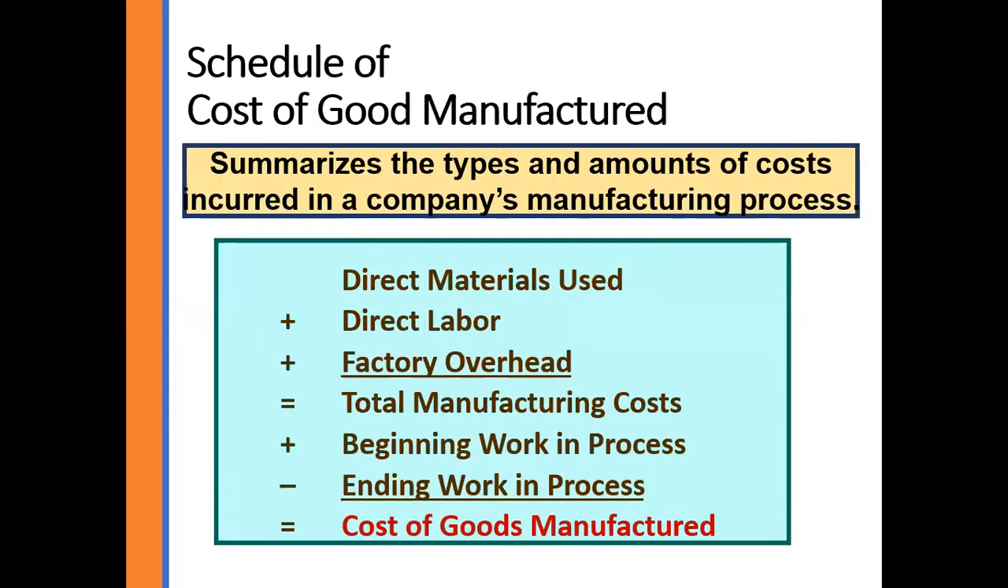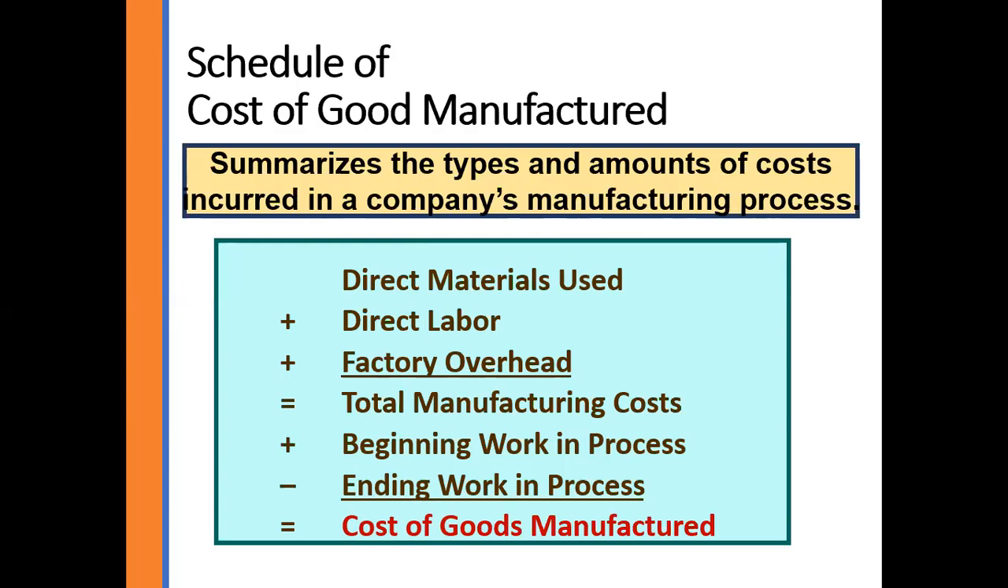All right, so the schedule of cost of goods manufactured, how we calculate that. I just mentioned this a moment ago. Again, our cost of goods manufactured is made up of those main manufacturing costs: direct materials, direct labor, factory overhead. This is the setup, or how we prepare that cost of goods manufactured schedule, and it's not too bad. We take direct materials plus direct labor plus factory overhead. That gives us total manufacturing cost for the period. And then we add beginning work in process.